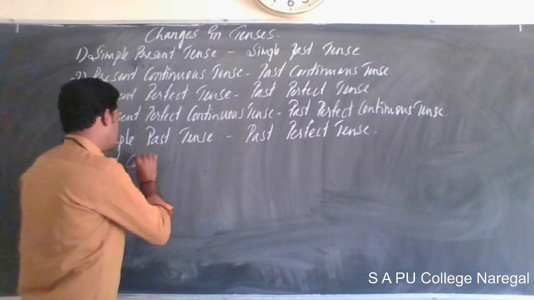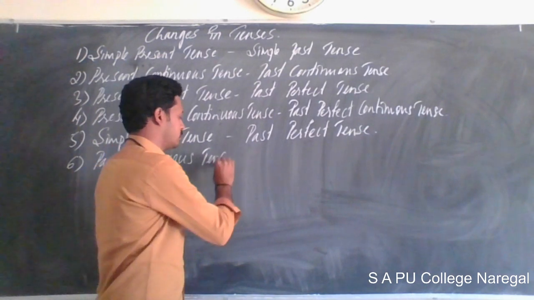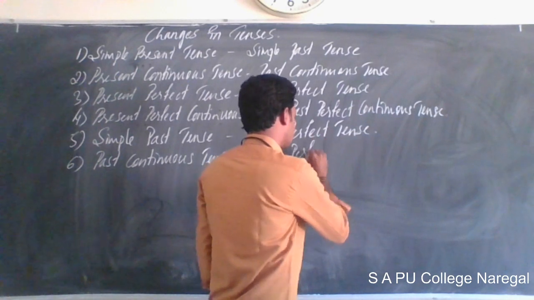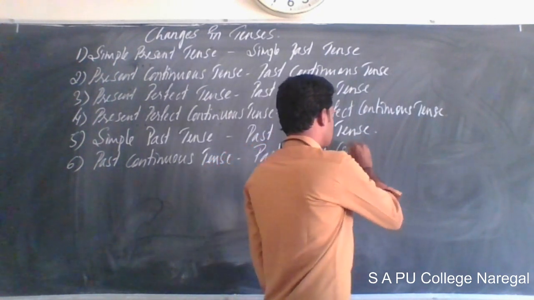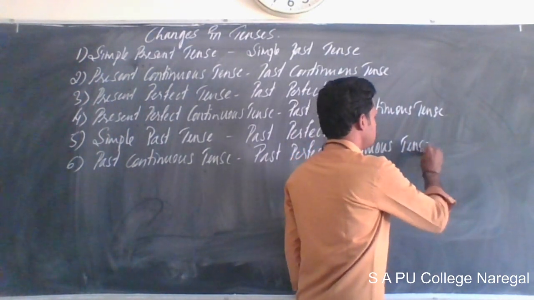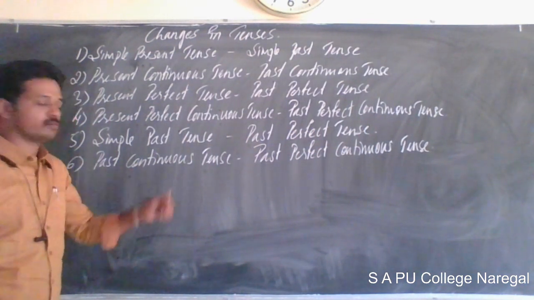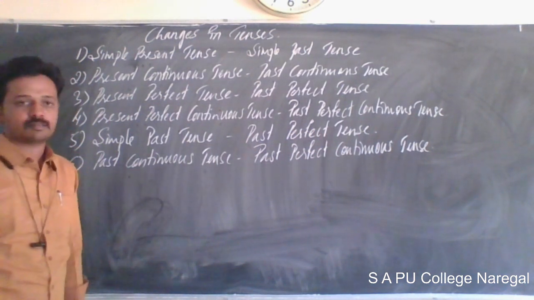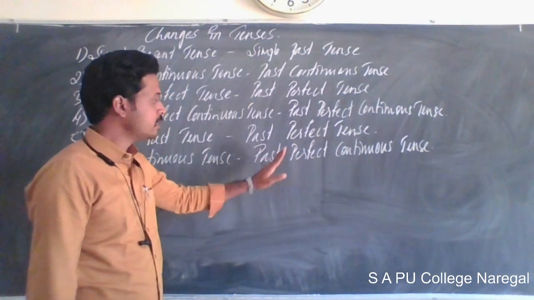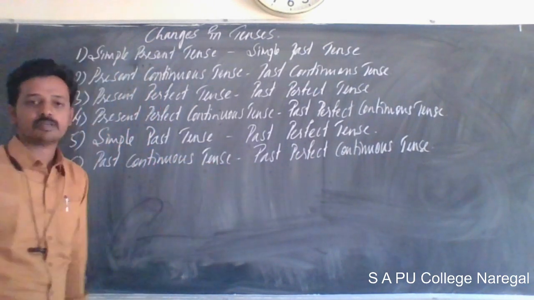And then the last change of tense, past continuous tense becomes past perfect continuous tense. Arun said, I was writing a letter. It becomes Arun said that he had been writing a letter. It should be in continuous form.